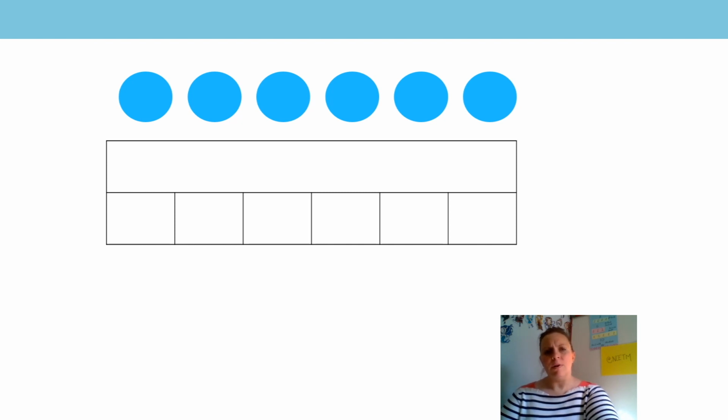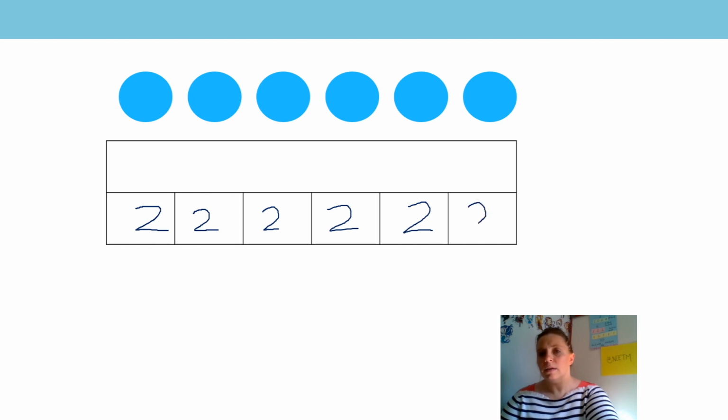So what number am I going to write in each of these boxes, each of these groups on my bar model? I'm going to write a two. Two is a factor because each of our counters represents a group of two. How many twos have I got? Yeah, I've got six twos. So I know my factors, six and two, but I don't know my product. Do you know what? I'm going to leave it out for now. I'd like you to work it out.